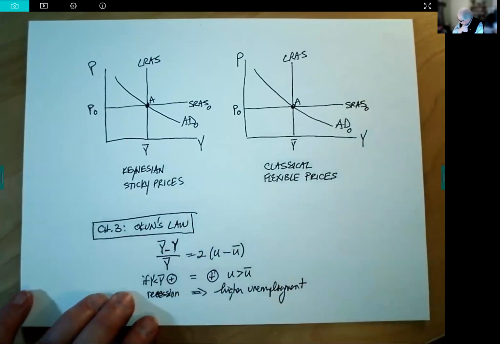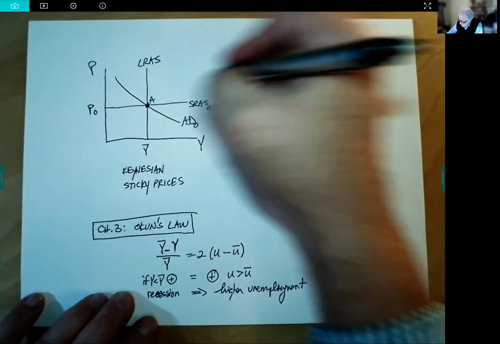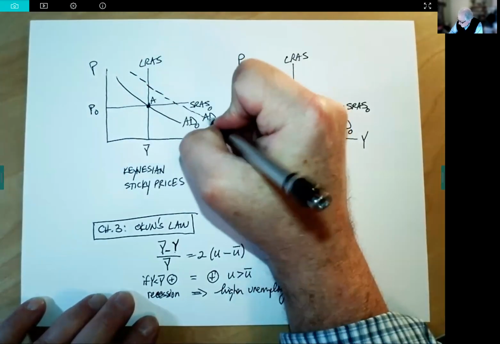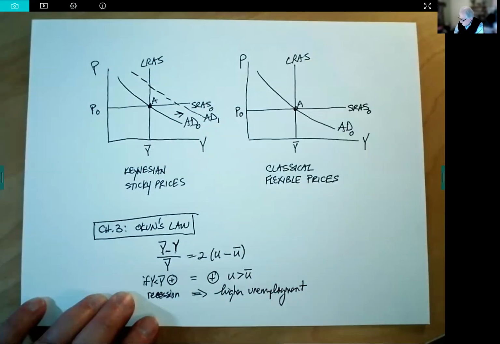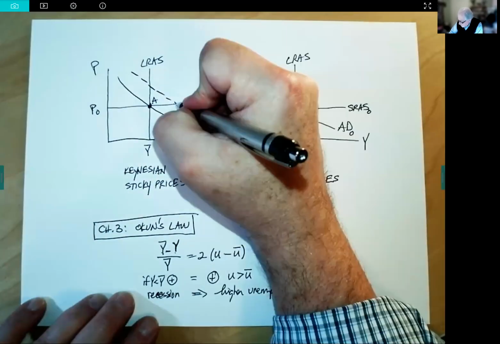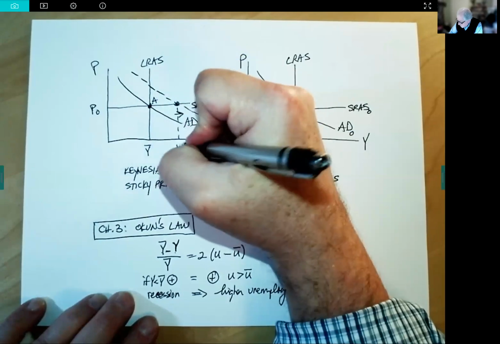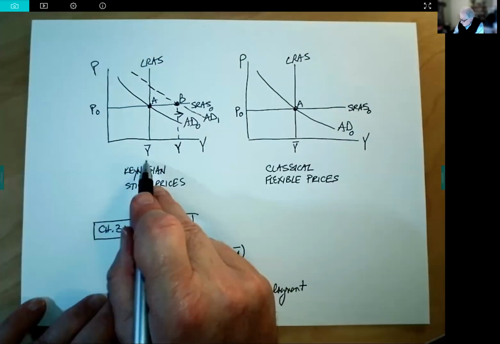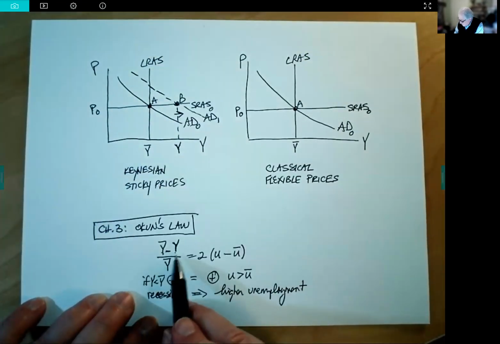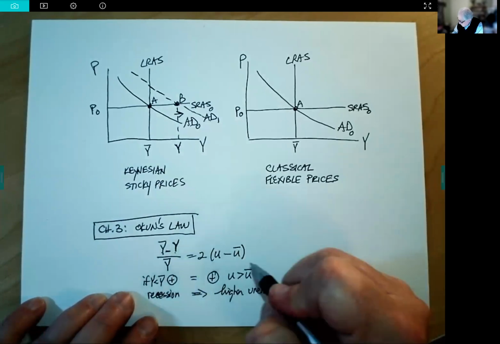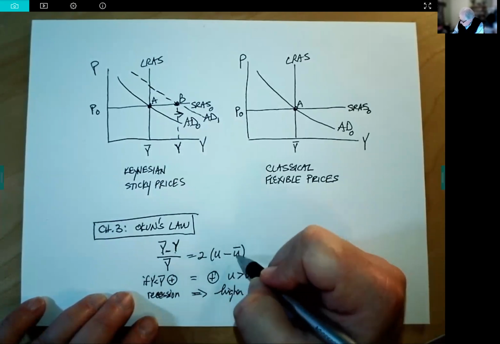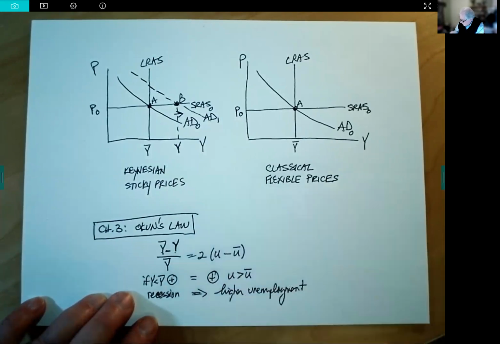So let's go back up to these graphs. If there is an increase in aggregate demand in the Keynesian model, a shift to the right in the aggregate demand curve, what happens is that the actual level of GDP becomes larger than potential GDP. This is a negative number in Okun's law. That is a negative number, which means that U is less than U bar. The actual unemployment rate is less than the full employment unemployment rate. We have low unemployment.